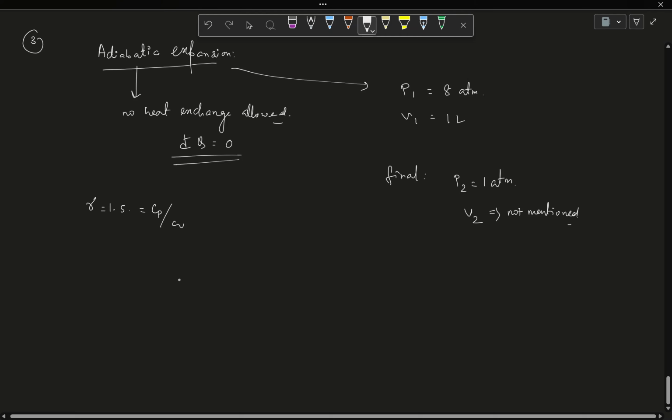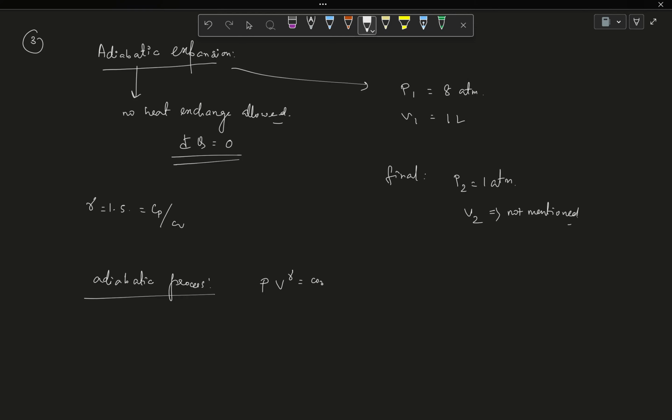Now one thing is very simple that you have to remember: because this is an adiabatic process, there is a certain formula you use. The relation between P and V is PV to the power gamma equal to constant. Just as you have Boyle's law as PV equal to constant, or Charles's law as V by T equal to constant, here also in an adiabatic process the heat exchange is restricted.